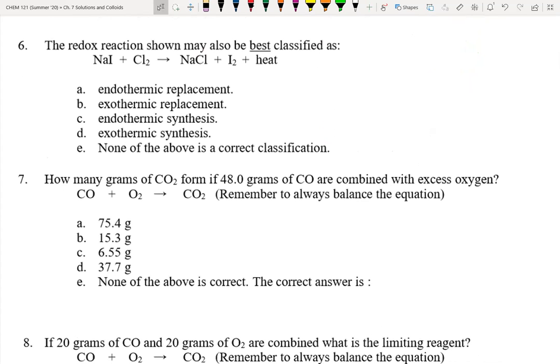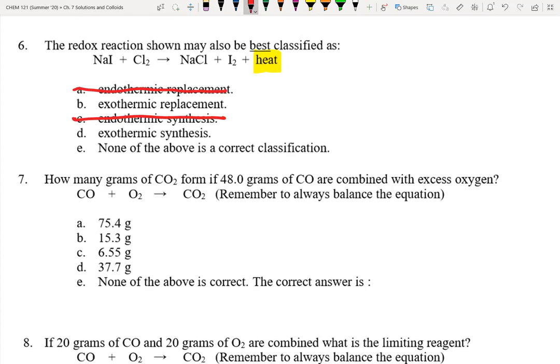So the redox reaction shown may also be best classified as what? There are a few things I'm noticing in this reaction. The first thing that immediately jumps out to me is that heat is a product. So if heat's a product, what does that tell us about the reaction? Is it exothermic or endothermic? Exothermic. So I would go through and cross out this one and this one, because those are both endothermic.